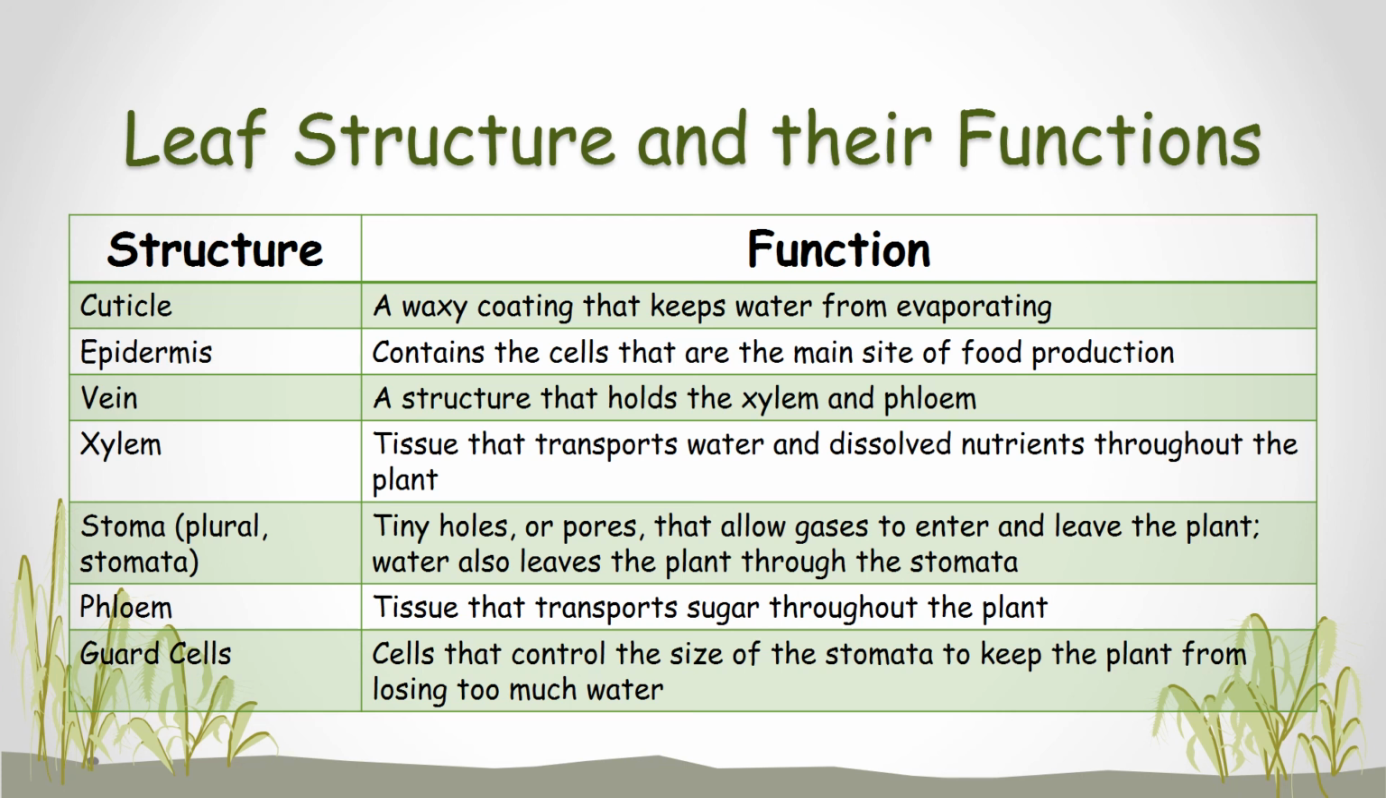The first structure is the cuticle. The cuticle is a waxy coating that keeps water from evaporating. The next structure is the epidermis. The epidermis contains the cells that are the main sites of food production. Vein. The vein is a structure that holds the xylem and phloem.